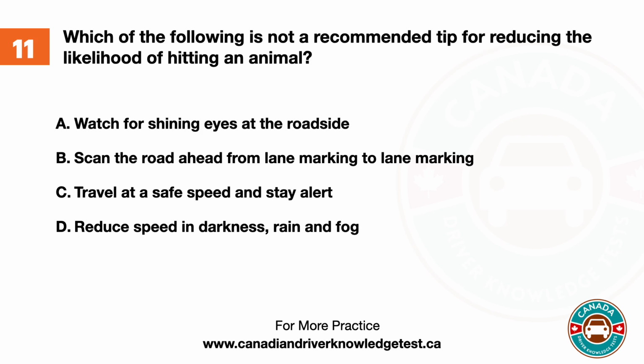Question 11. Which of the following is not a recommended tip for reducing the likelihood of hitting an animal? A. Watch for shining eyes at the roadside. B. Scan the road ahead from lane marking to lane marking. C. Travel at a safe speed and stay alert. D. Reduce speed in darkness, rain, and fog. The answer is B. Scan the road ahead from lane marking to lane marking.